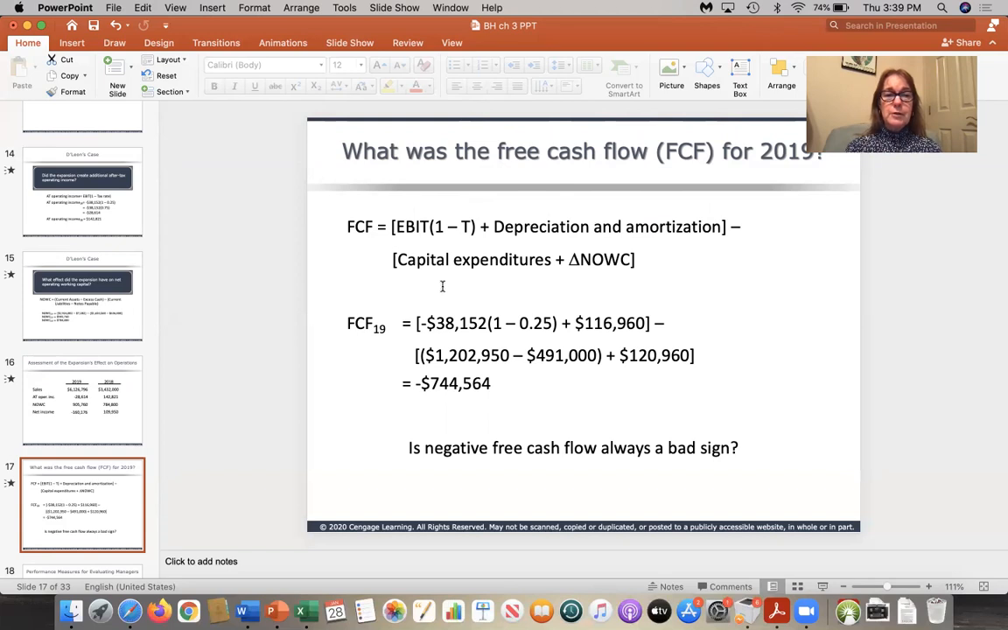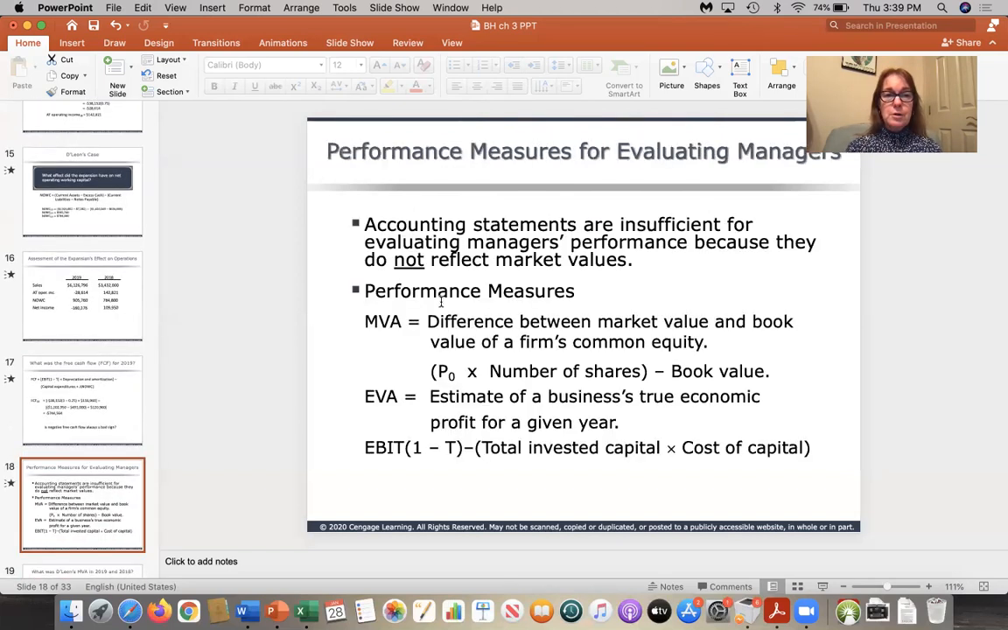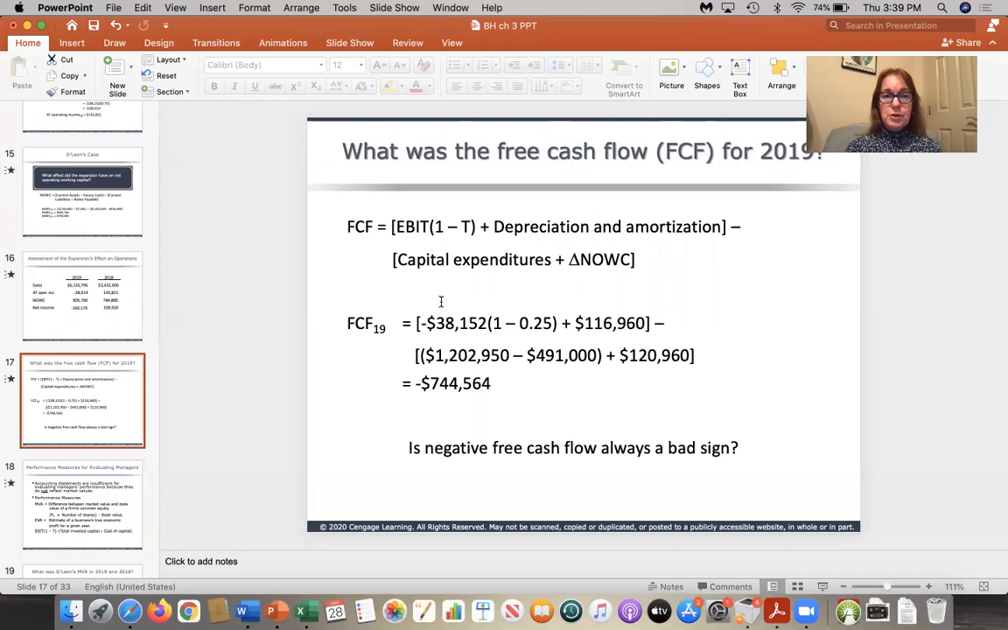Okay, so how are we calculating this? For 2019, they're just calculating it here on the slides. As practice, I would recommend going back and doing it for 2018, just to see if you can do it on your own. Okay, so for 2019, the earnings before interest and taxes is negative 38,152. That's from the income statement. Somewhere it tells us that the tax rate's 25%.